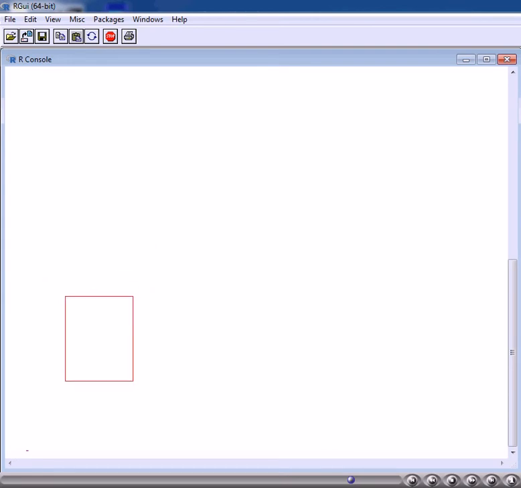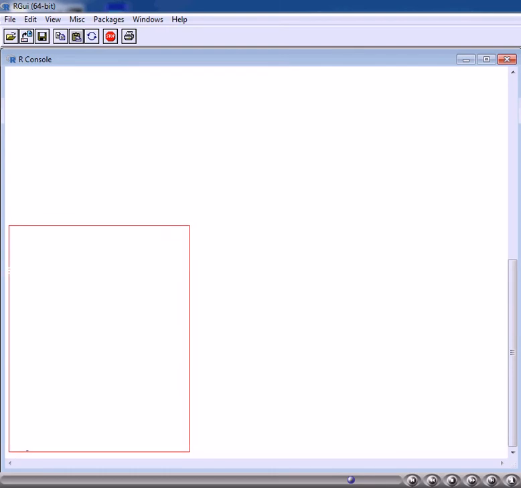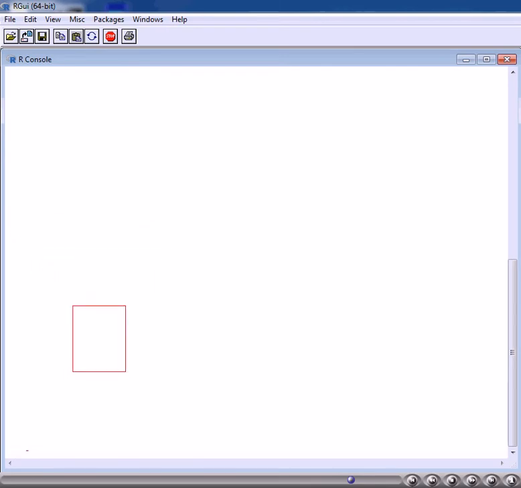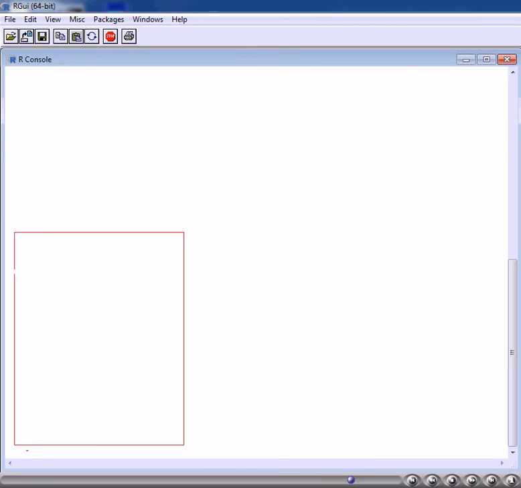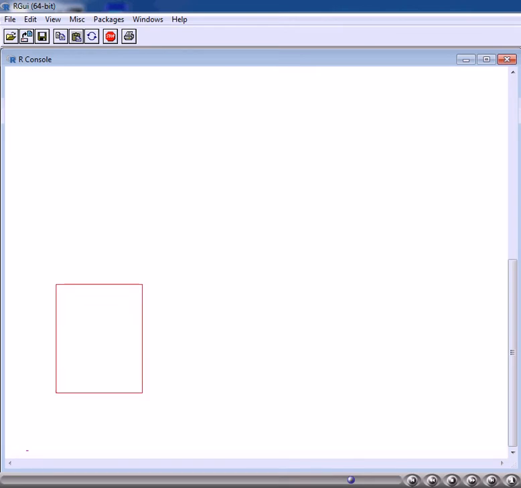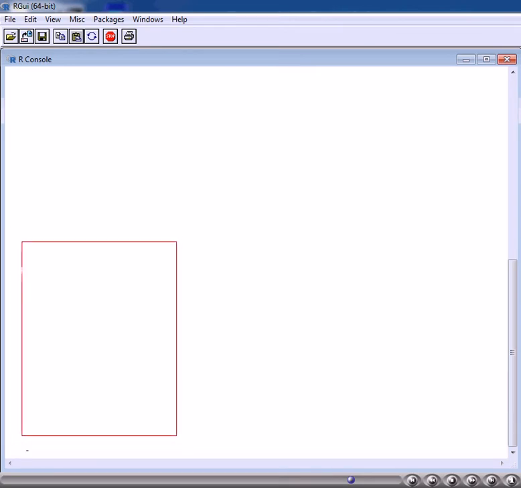Is 2 greater than or equal to 3? No, false. Is 2 less than or equal to 3? Yes, we'll get true. Is 2 equal to 3? No, you'll get false. Is 2 not equal to 3? Yes, we'll get true.